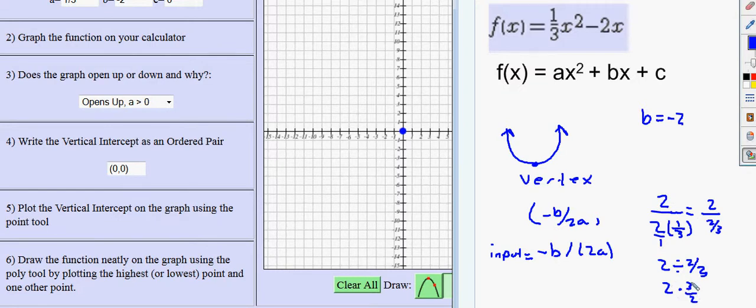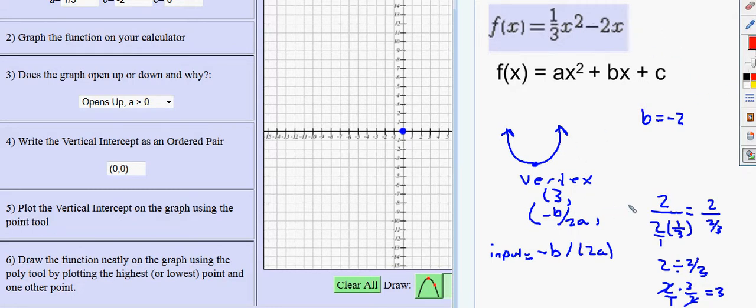So it turns out it actually comes out quite simple. You've got multiplication by 2. In fact, you could think of this as 2 over 1. You've got multiplication by 2, division by 2. That simplifies out to be the number 1. So basically, you end up with an input of 3 here. All of that to say that the input of the vertex is 3. And now you need only plug 3 back into the original equation to get the corresponding output.